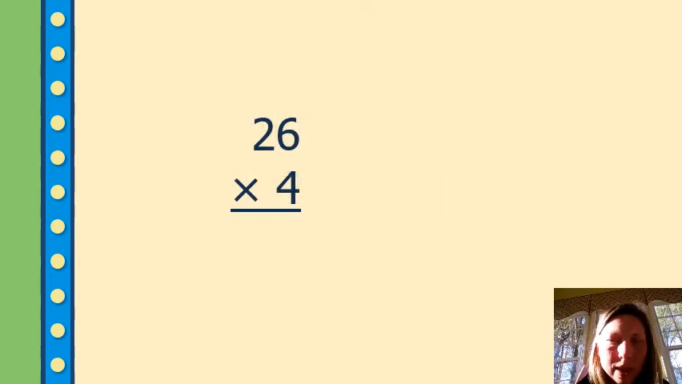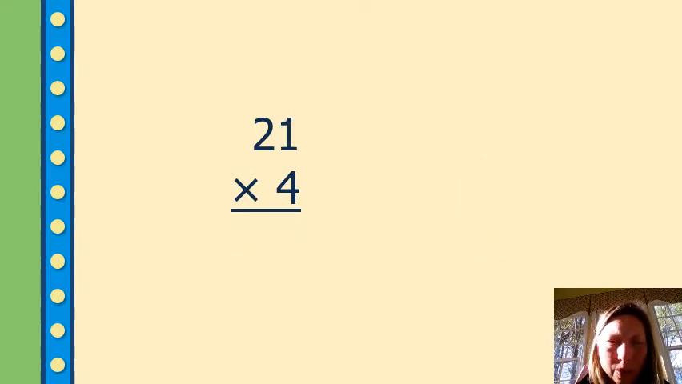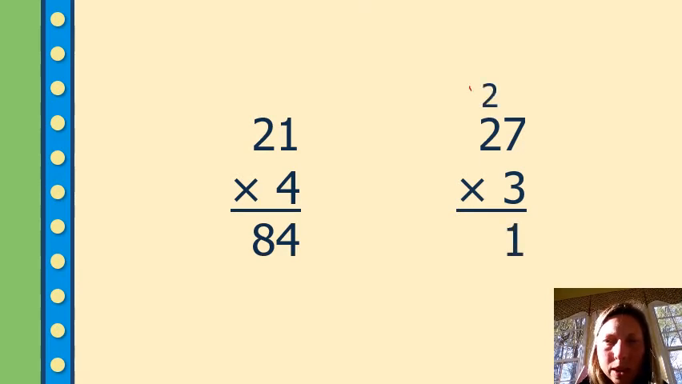So now we're doing 26 times 4. 6 times 4 is 24. 2 times 4 is 8, plus 2 is 10. 14 times 5. 4 times 5 is 20. 1 times 5 is 5, plus 2 is 7. 21 times 4. 1 times 4 is 4. 2 times 4 is 8. That was an easy one. 27 times 3. 7 times 3 is 21. So make sure you remember this is a plus here. 2 times 3 is 6. Plus 2 is 8.